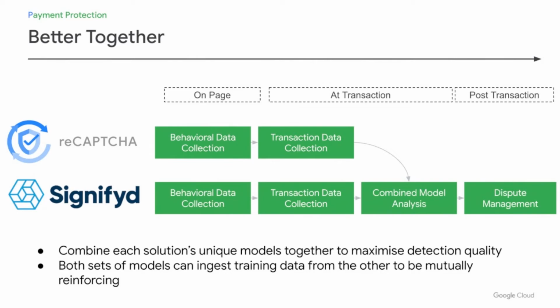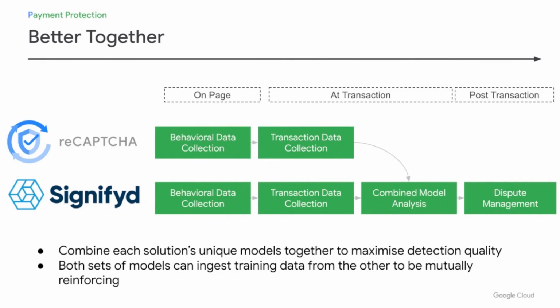The second is the transactional level data. This is everything that's happening at checkout. You've got payment information, you've got shipping information, you've got email, you've got phone, SKU level. reCAPTCHA collects that today. Signified collects that information today.